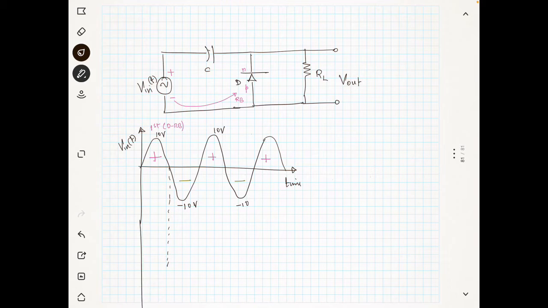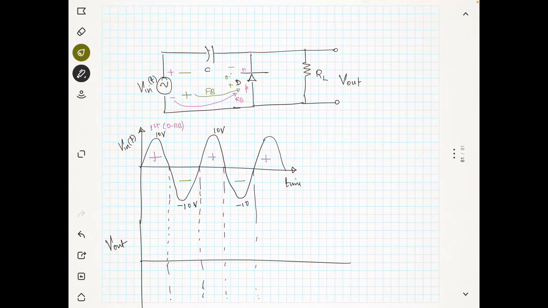Now I will extend all these lines, crossing points, for convenience. Now we will see the output V out. During the negative half cycle, you have negative and positive. Now you can see the positive is connected to the P type semiconductor. That means it is forward biased. Since it is forward biased, you can see a diode drop which is 0.7 here, and there will be a current from positive to negative, in this direction like this.